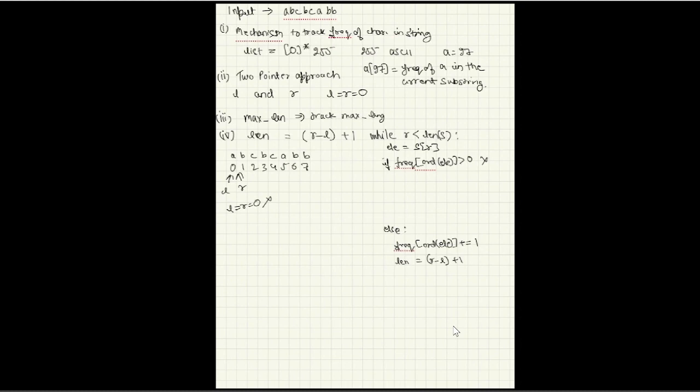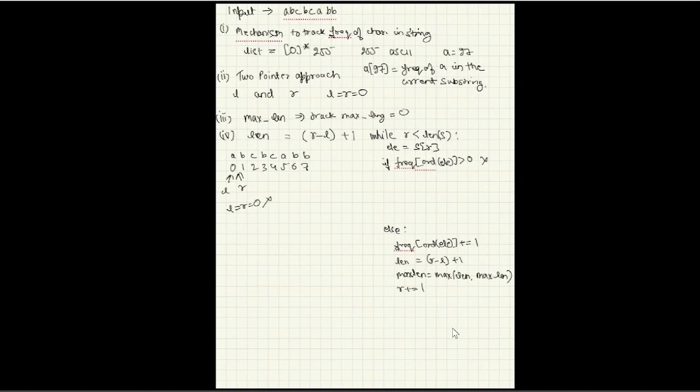The next thing, now that we have calculated the length: the initial value of max length was 0. So we are going to do max length equal to max of len comma max length. We are updating the value of max length based on the current length. If the current length is greater than the max length, then max length will be assigned the current length. The last thing we are going to do is move the right pointer one step, so r plus equal to 1.